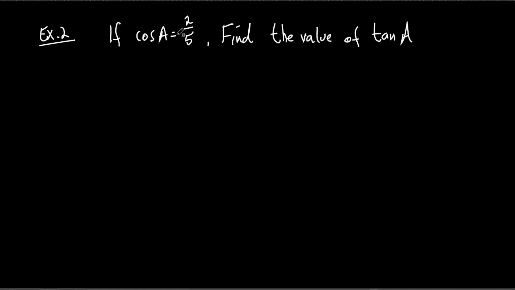Well, it's cosine, so we know the 2 must be the what? Is it opposite, adjacent, hypotenuse? What is it? Cosine is adjacent over hypotenuse. The 2 must be the adjacent. The 5 must be the what? The hypotenuse.